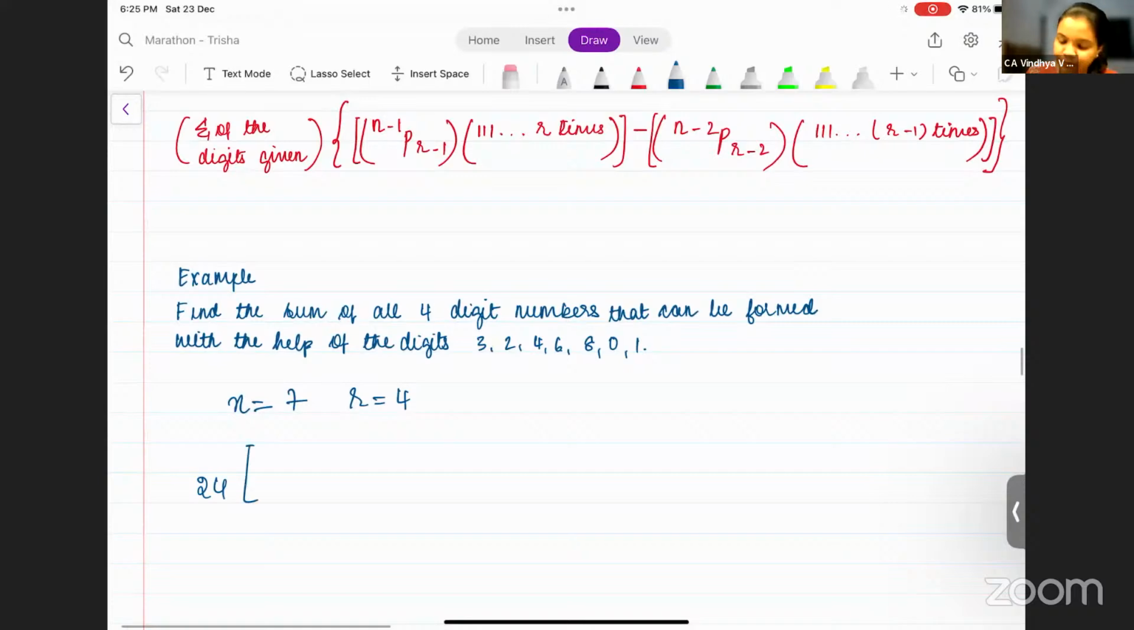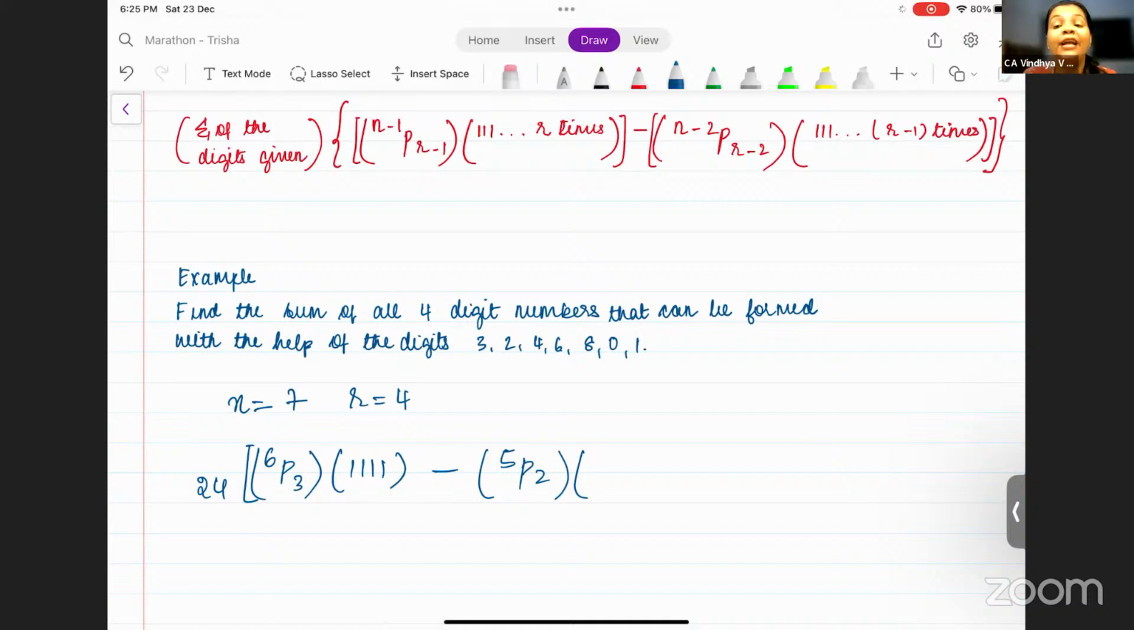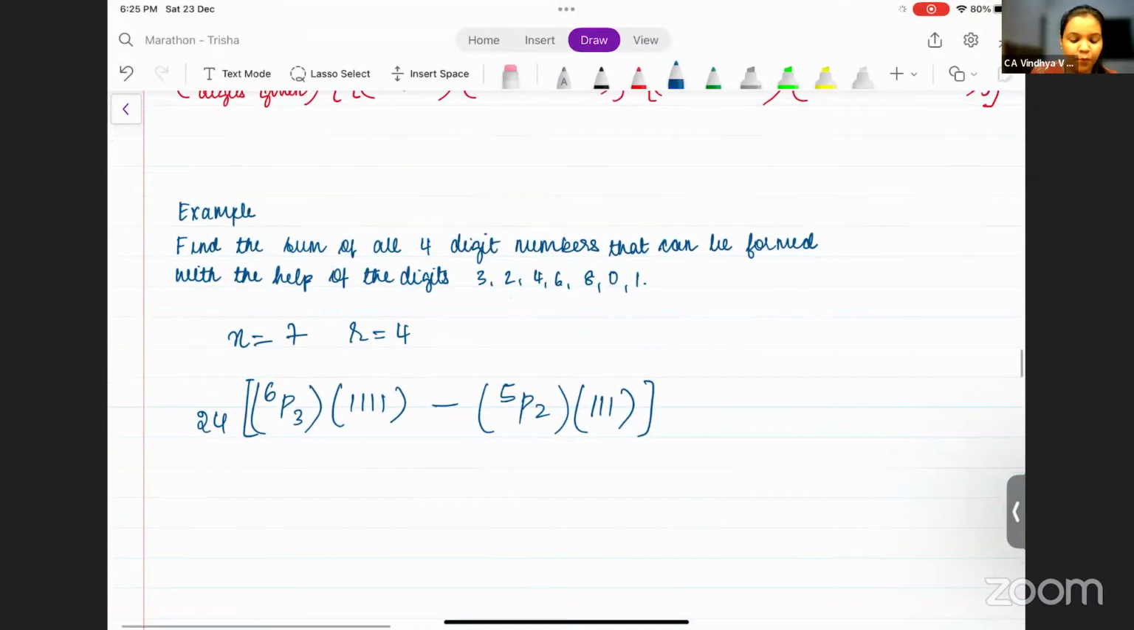Into n minus 1 P r minus 1, which is 6 P 3, into 1111, r times, minus (n minus 2) P (r minus 2), that is 5 P 2, into 111, r minus 1 times. What is r here? 4. So 4 minus 1 will be 3. So how many times 1? 3 times 1. What is 6 P 3? 120. What is 120 into 1111?